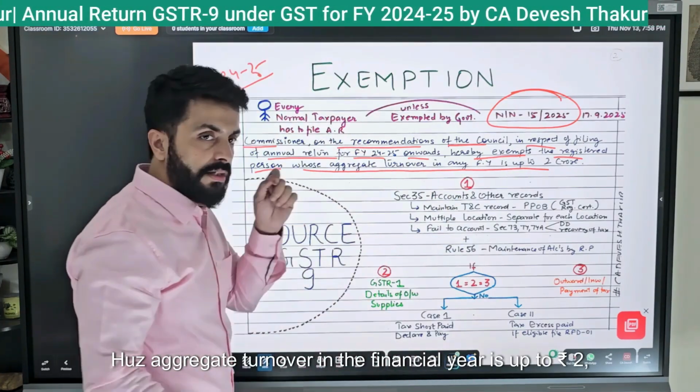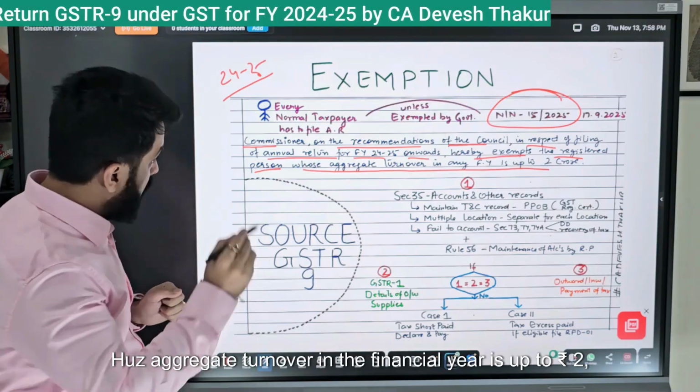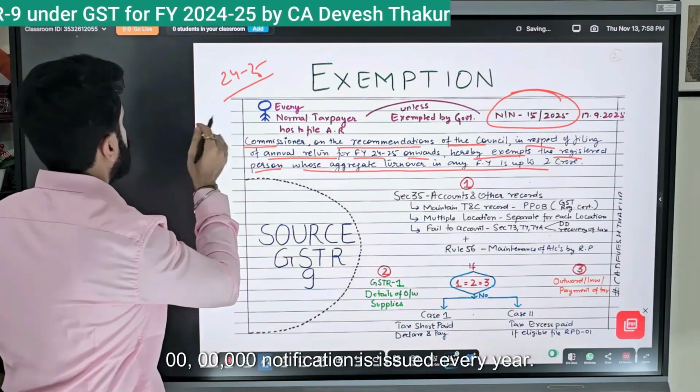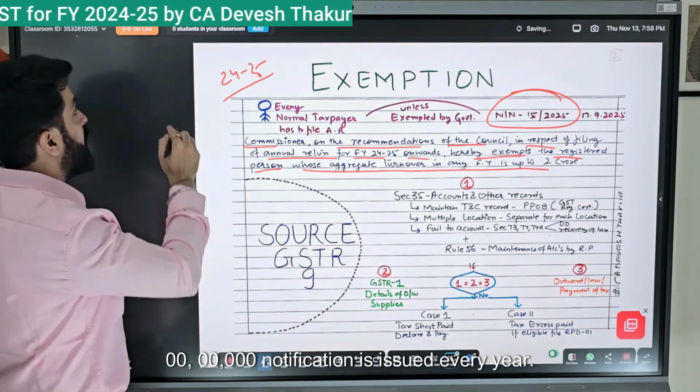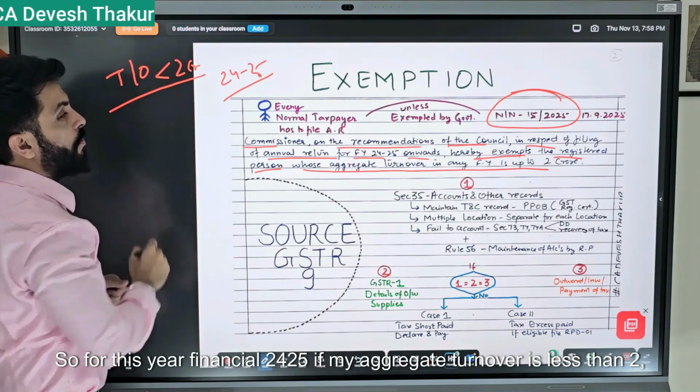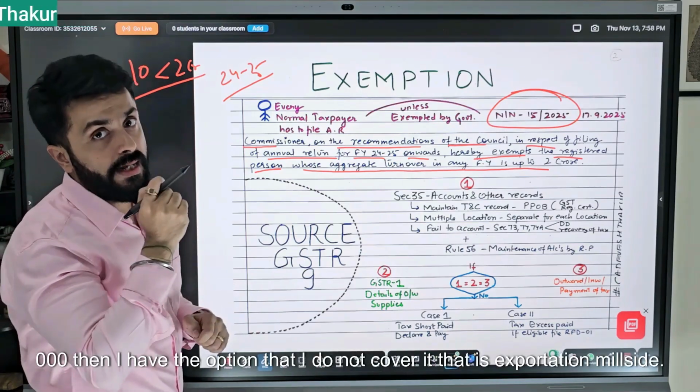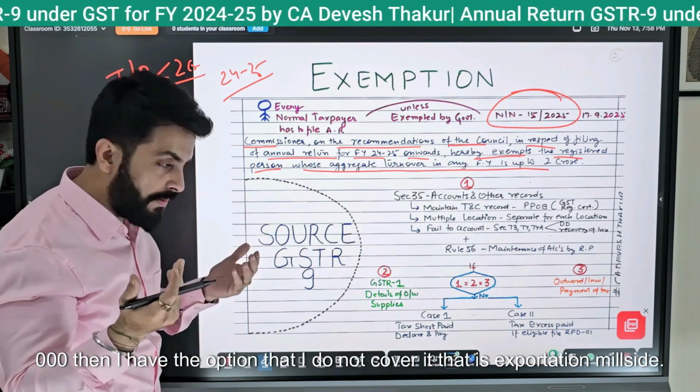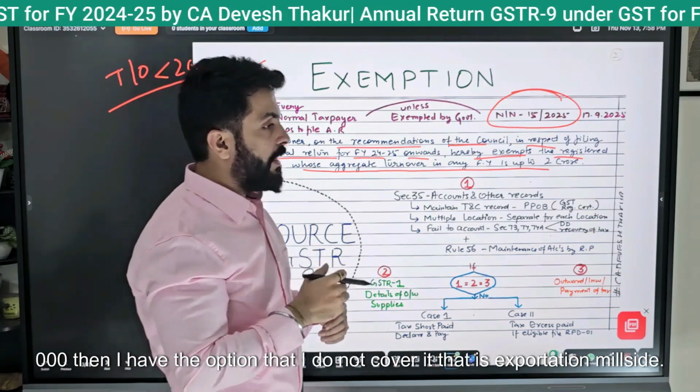Whose aggregate turnover in the financial year is up to Rs 200,000, a notification is issued every year. So for this financial year 24-25, if my aggregate turnover is less than 200,000, then I have the option that I do not cover it, that is exemption.